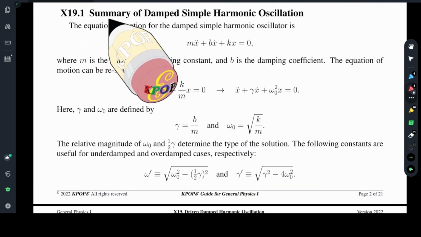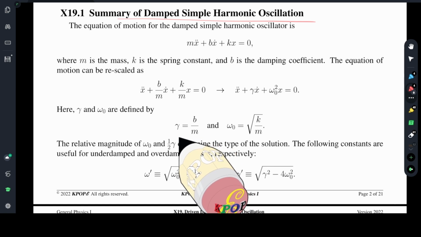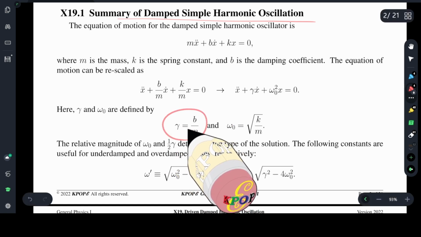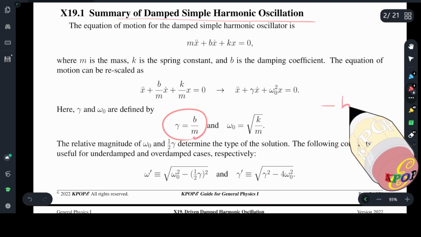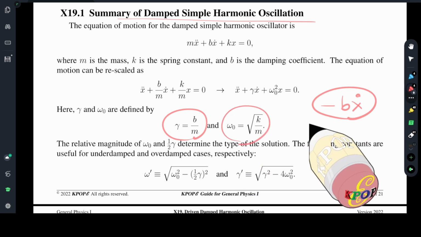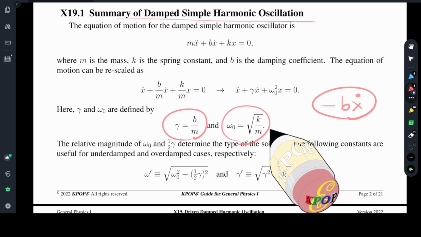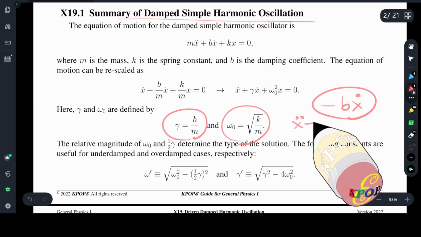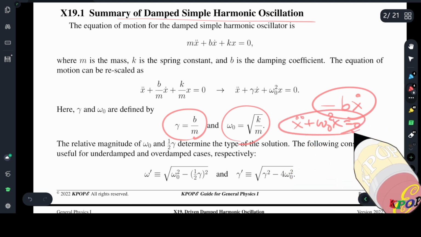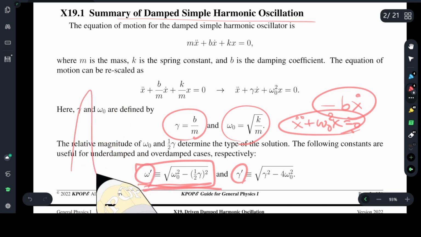The summary of damped harmonic oscillation, that I think we have explained enough, but let me briefly review. Gamma is the coefficient B over M that represents the damping force, and omega 0 is the characteristic frequency that is the solution for the eigenvalue equation, or characteristic frequency equation, for the simple harmonic oscillator. And we had omega prime and gamma prime. Omega prime is a useful parameter that determines the angular frequency of the oscillating vector.